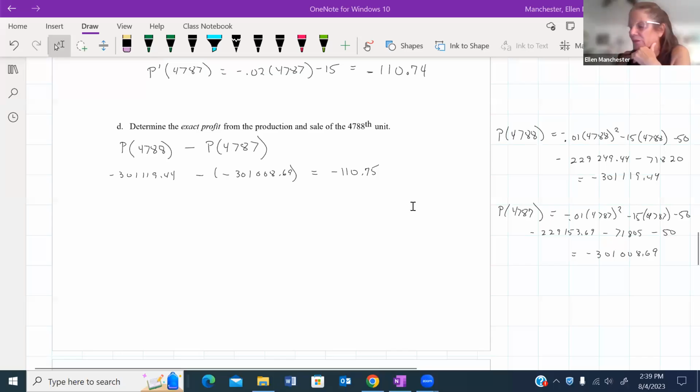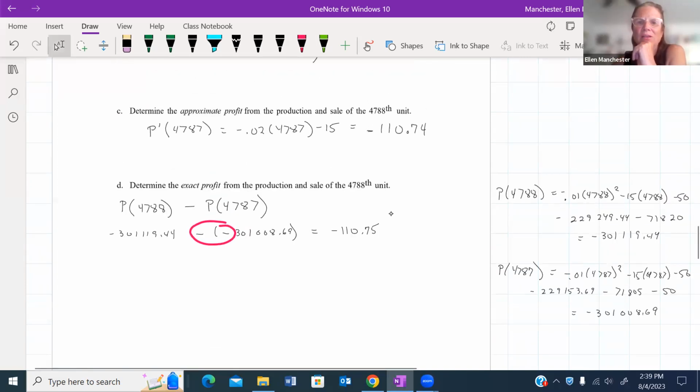Okay, so with this next one, I already finished writing it in to try and save some time. With exact, we have the exact profit at 47.88, and then the exact profit at 47.87. And again, you're using the original function. Exact, you always use the original. Then you find the difference between the two. The biggest thing here is, don't forget, you have a double negative, so that means you're adding. So the difference is negative 110.75.